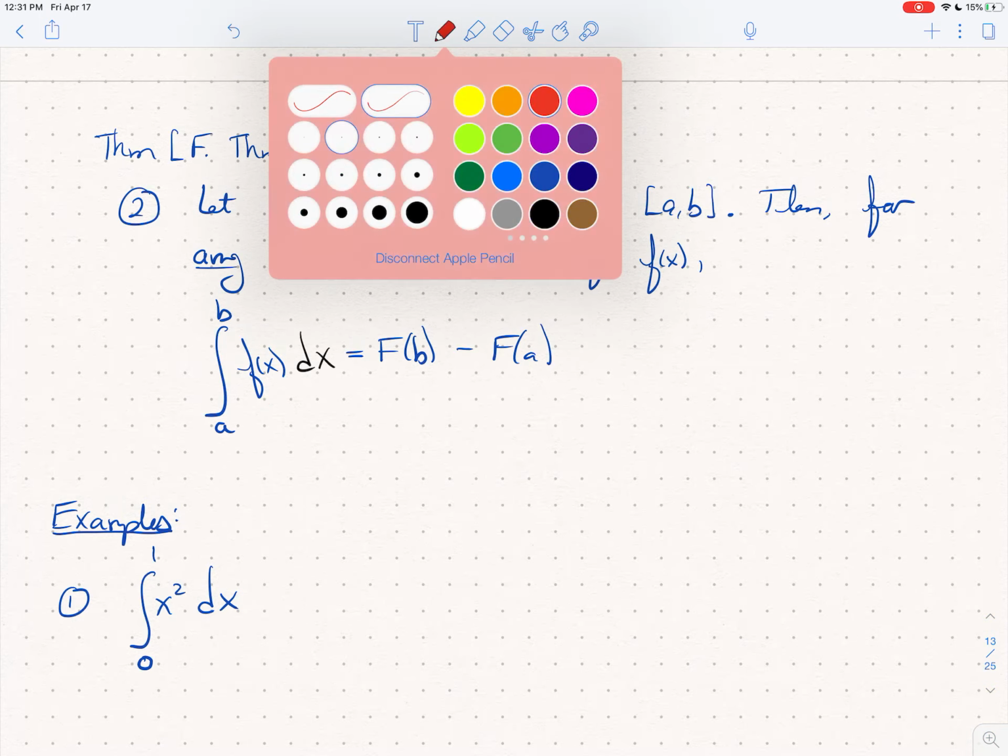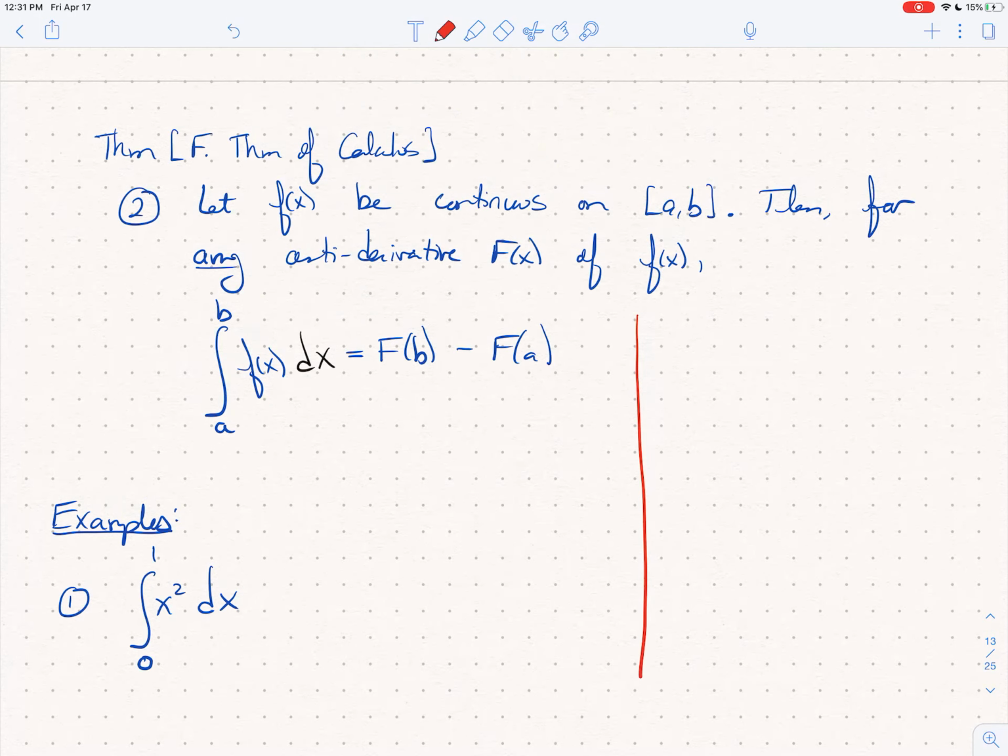You just use an antiderivative of little f, and you plug in the top bound, subtract, plug in the bottom bound. I do want to take a moment and just show you why this is true. You don't have to know this necessarily, but it's really nice if you can. So why is it true?